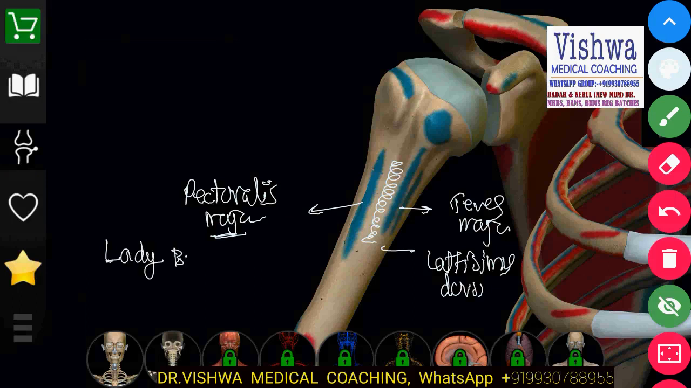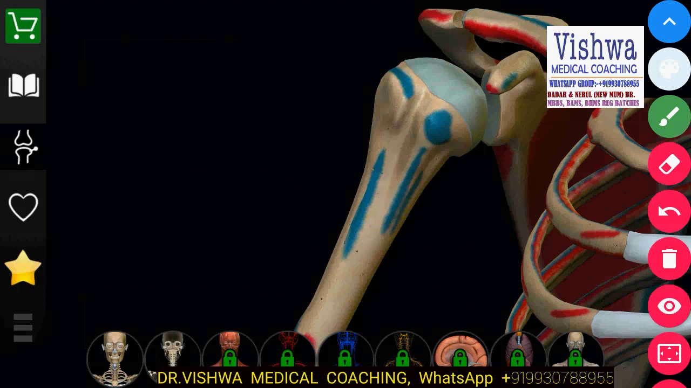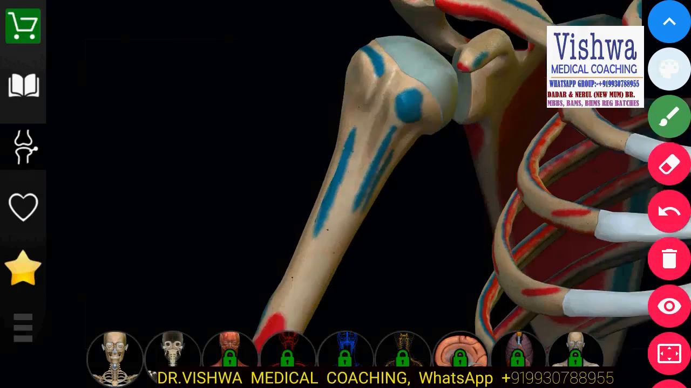Lady between two majors. Meaning, the lady sits between two majors. Major stands for pectoralis major and teres major, and the lady in between means latissimus dorsi. Latissimus dorsi is how we can remember the muscle attachments. You can also take the screenshot if you want. Between two majors, lady between two majors.